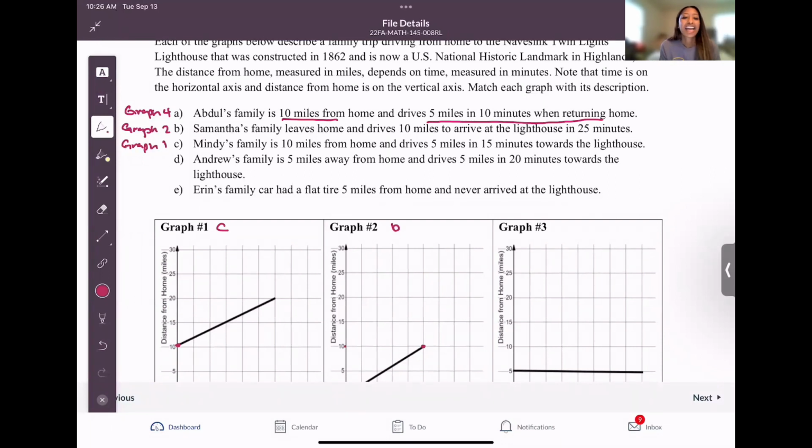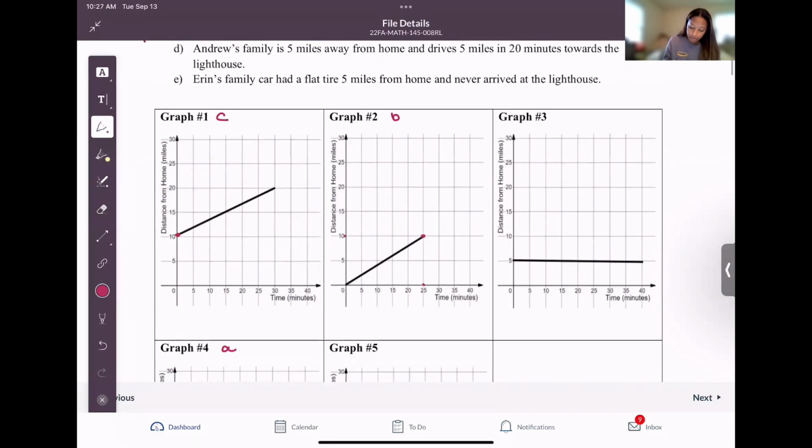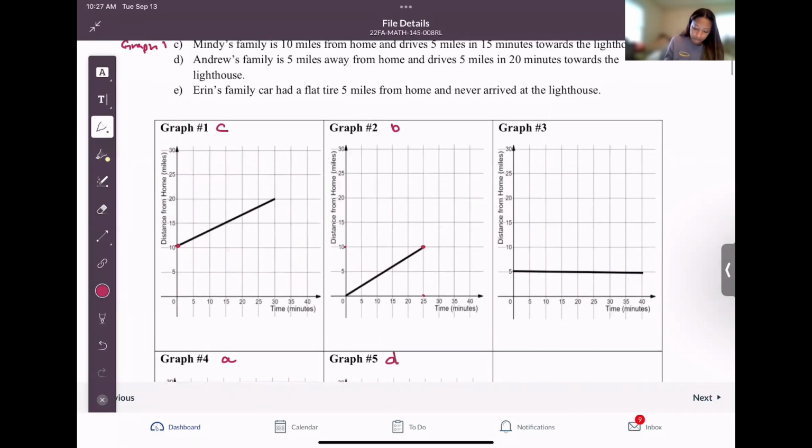Part D, Andrew's family is 5 miles from home and drives 5 miles in 20 minutes towards the lighthouse. We start off 5 miles from home, and then it says in 20 minutes, we go another 5 miles. So yes, after 20 minutes, we're now at 10 miles. So that matches up. This was part D.